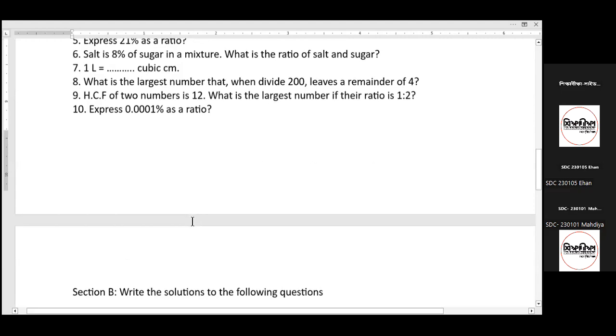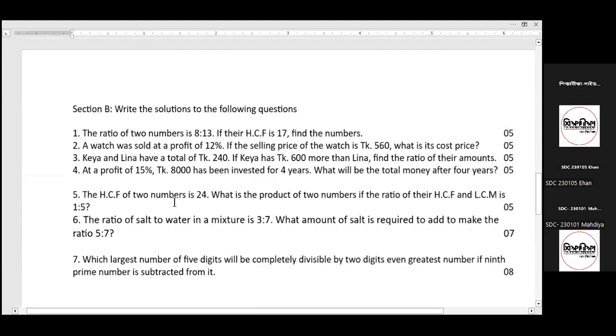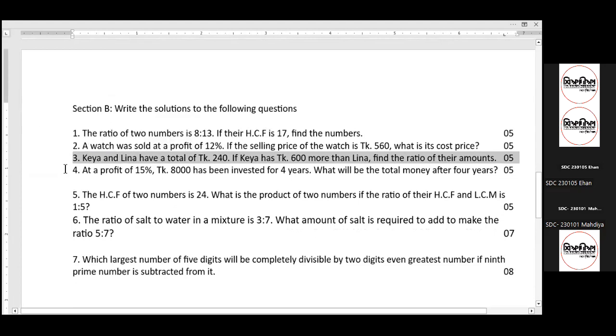তোমার যে সেকশন বি বলো, কোন ম্যাথটা? কোন ম্যাথটা বলো তো? নাম্বার 7 or Yes. The number 3. Number 3? Okay, this one.